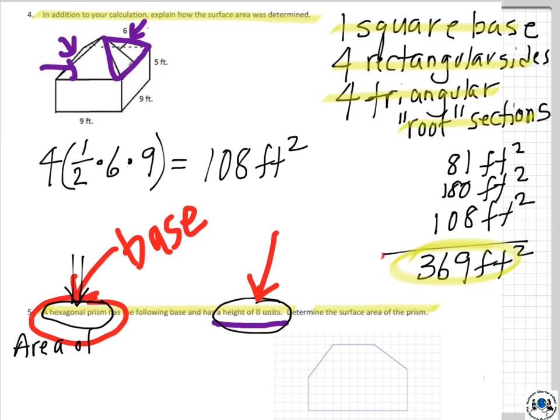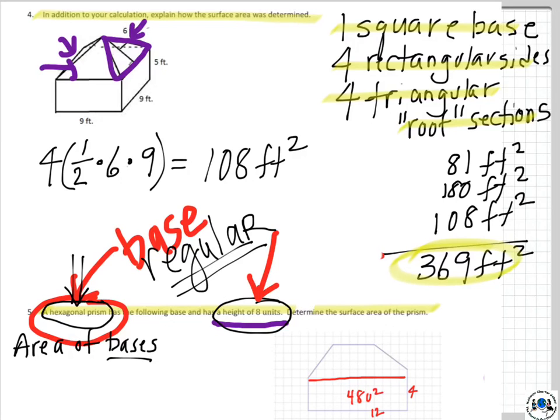All right. So if we look at the area of the bases, and again, this is a base right here, we have 2 of them. Because it's not a regular hexagon, we can go ahead and decompose this thing into parts. There's one rectangle, and that rectangle right there is 12 by 4. Therefore, it is 48 square units.